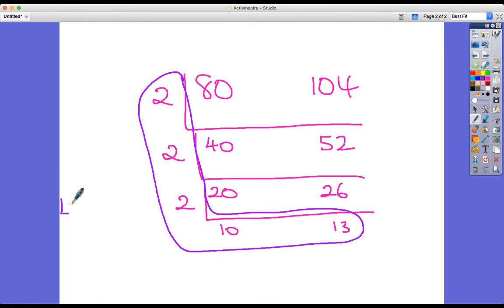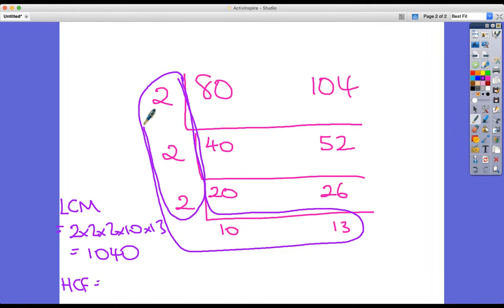In this case, the lowest common multiple is 2 times 2 times 2 times 10 times 13. I'm going to use my calculator here, which is 1040. And the highest common factor, as we said before, is just the ones down the left-hand side multiplied together. So in this case, it's 2 times 2 times 2, which is 8. So we've got those statistics really easily using the ladder method.